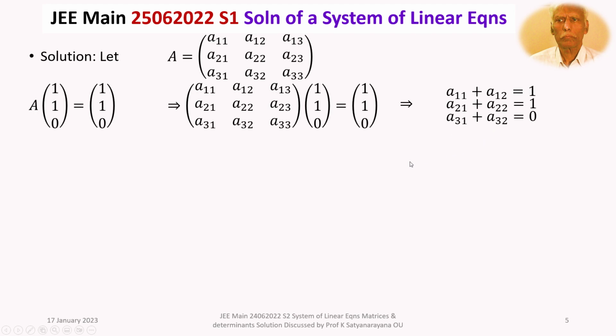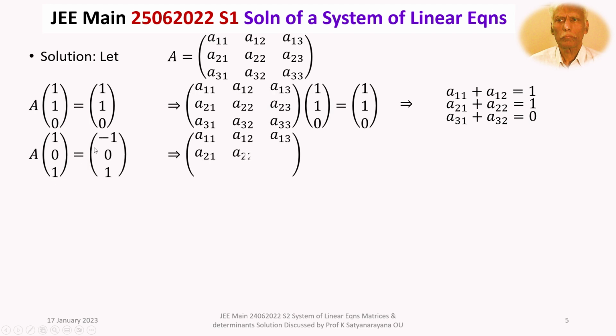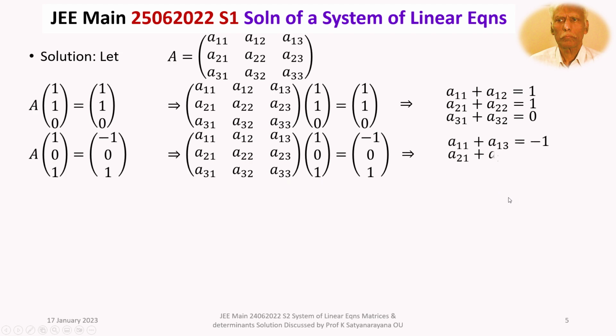These are the equations you get. Now, the second condition: A times the column vector 1, 0, 1 is equal to the column vector minus 1, 0, 1. Then the first equation, from the first row and the column vector, is A11 plus A13 is minus 1. A21 plus A23 is 0. A31 plus A33 is equal to 1. So these are the 3 equations we get.